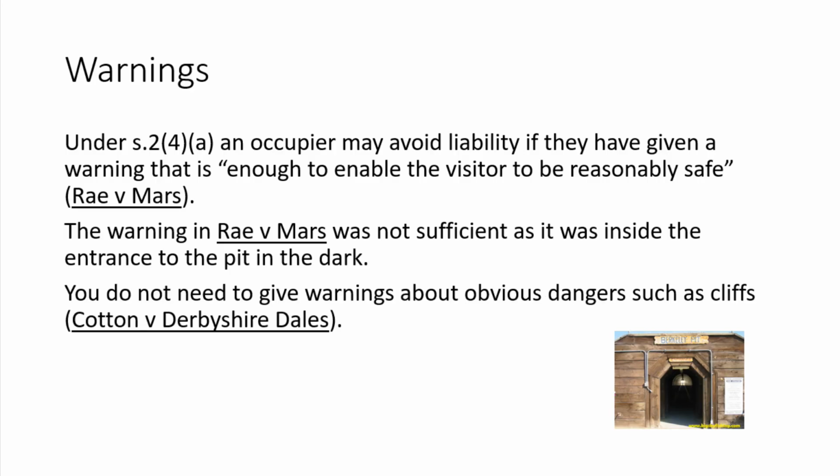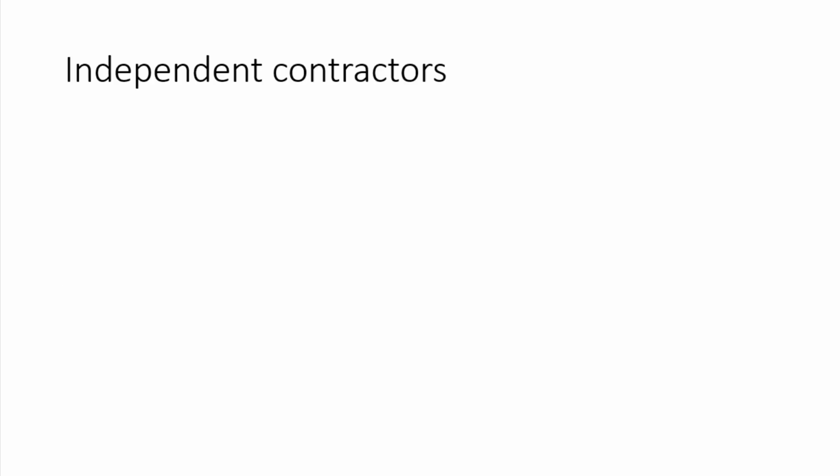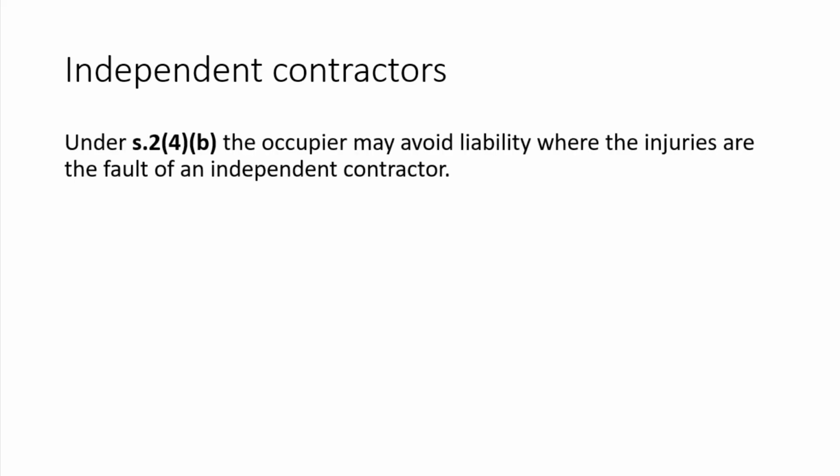However, you don't need to warn against obvious risks such as cliffs, and that was confirmed in Cotton v Derbyshire Dales. The last very important section is the one dealing with independent contractors. Under section 2(4)(b), you can avoid liability where the injuries are the fault of an independent contractor. So someone who has come onto the land, done a job, gone away, and then someone else has been hurt.